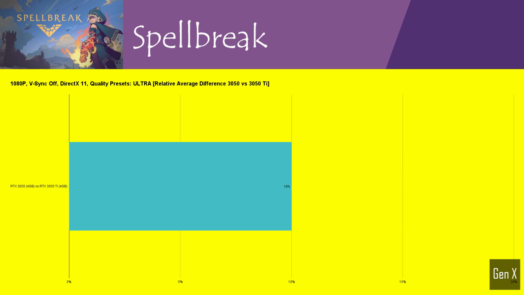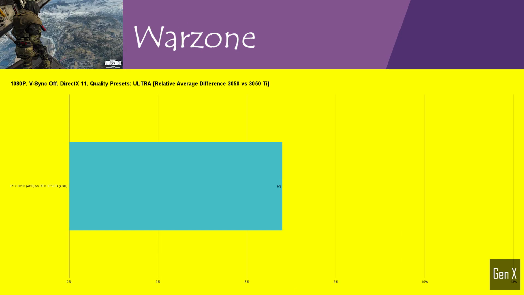Spellbreak is like any other esports game. You are easily able to hit more than 100 frames per second with either the 3050 or the RTX 3050 Ti. The difference is close to 10% between the two. The difference in Warzone is quite negligible, somewhere between 5 to 7% at most. Click the card above to see more detailed tests in this game.